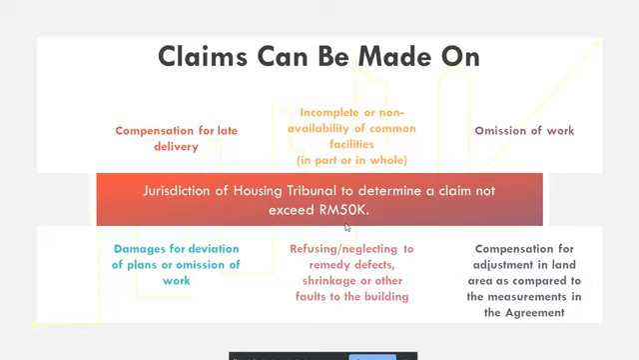Refusing to remedy the defect, tak nak buat bodoh je, buat tak tahu je untuk betulkan defect tersebut, so kita boleh claim. Omission of work. Dan sekali compensation for adjustment in land area as compared to measurement in the agreement. So contoh dalam agreement size-nya 10, on site size-nya 8, so size tu menyebabkan kerugian kat kita, so kita boleh claim lah.